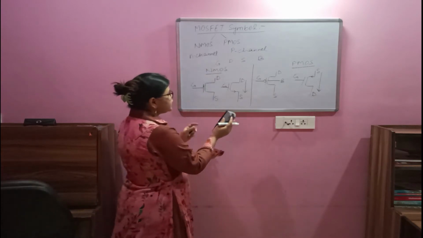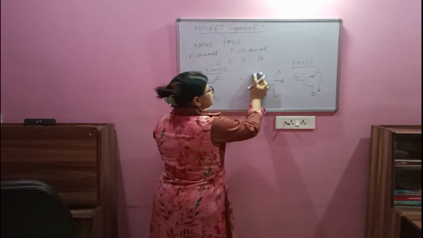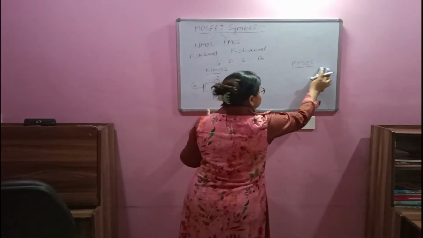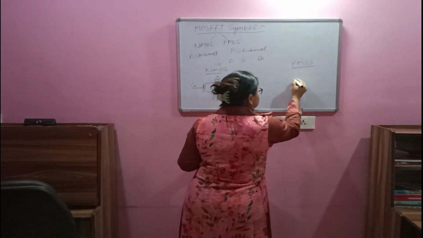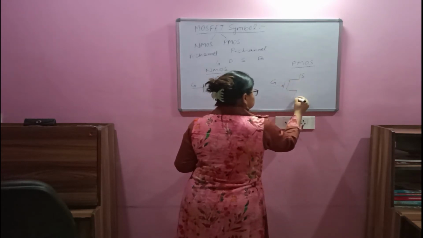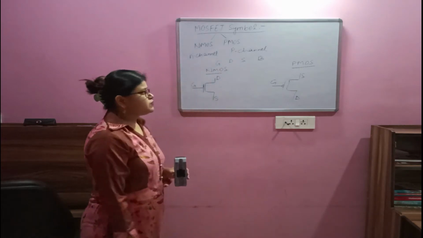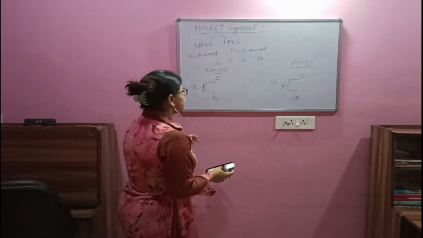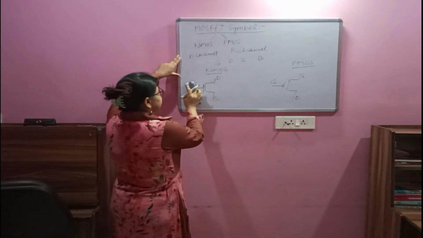But when we talk of digital design, these are the symbols which we use in digital circuit design for NMOS and PMOS. They are this. These are the simple symbols which we use for digital circuit design. So this is how we draw the symbol for the MOSFET.